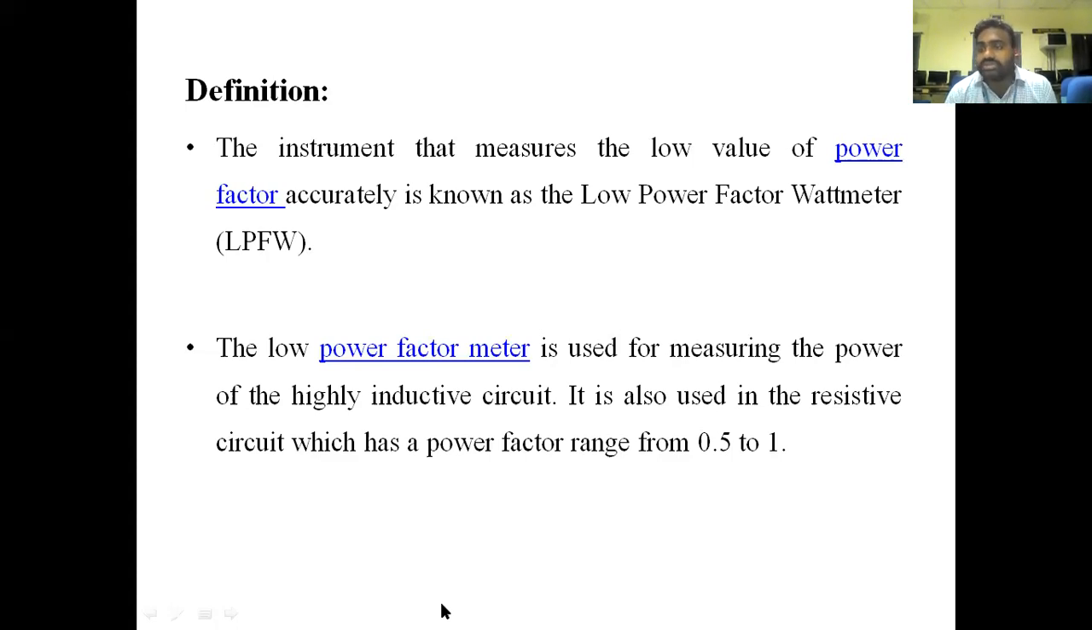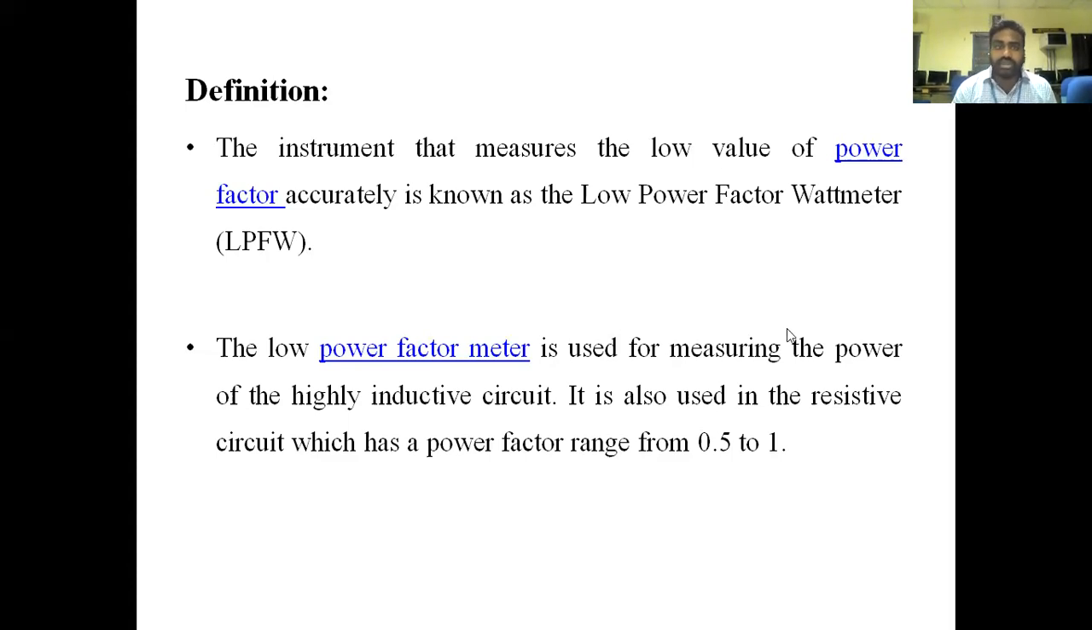That means in this LPF wattmeter we are measuring a low value of power factor, in a range of 0.1 to 0.5. At this particular low rating of power, the pressure coil doesn't show its efficacy, and that creates an error. The pressure coil will create an error, so we have to change certain requirements. So this is the definition of a low power factor meter.